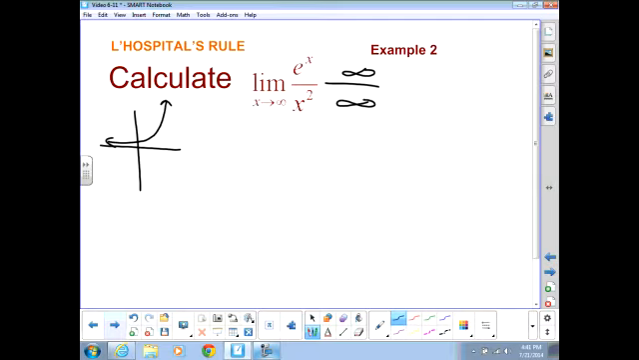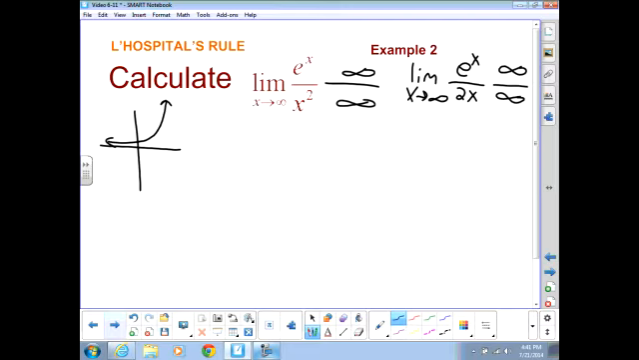This means we'll do L'Hopital's rule. So we'll reevaluate our limit as x approaches infinity. Derivative of e to the x is e to the x. Derivative of x squared is 2x. Well, e to the x as x goes to infinity is still infinity. If you double infinity, it's still huge, so it's infinity again.